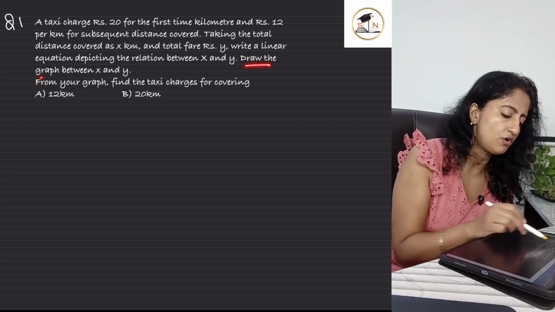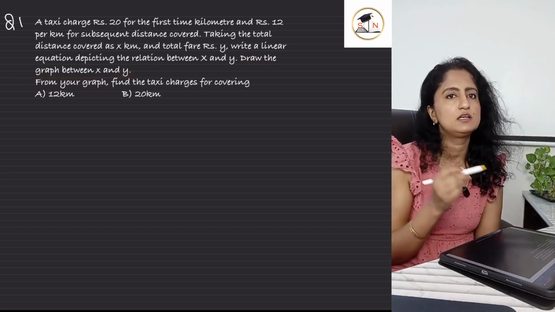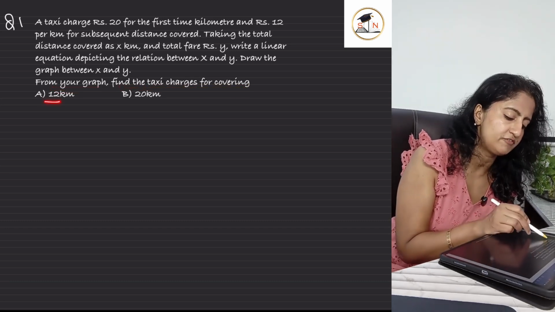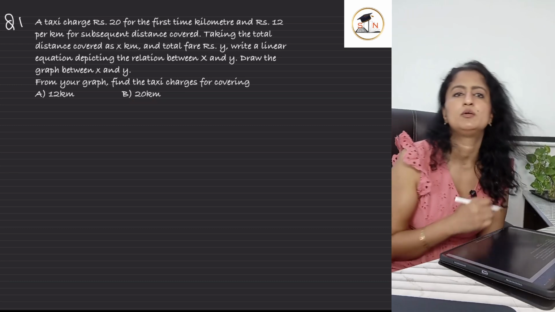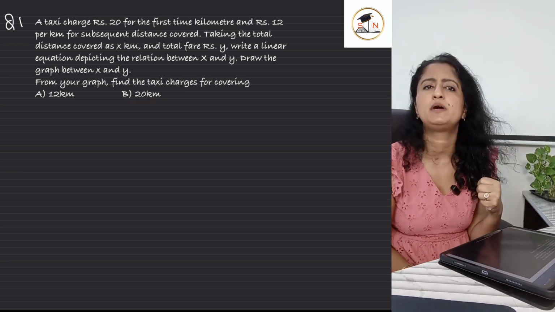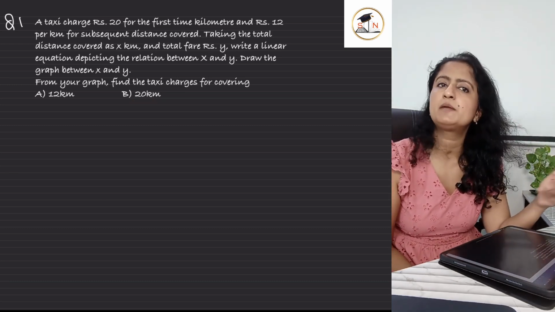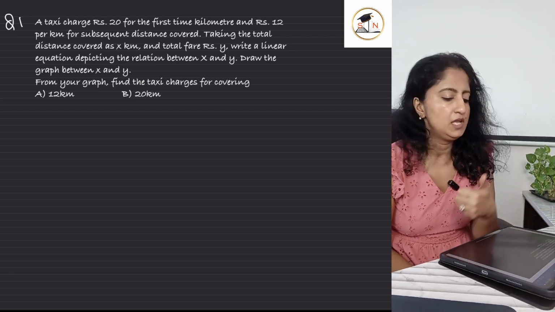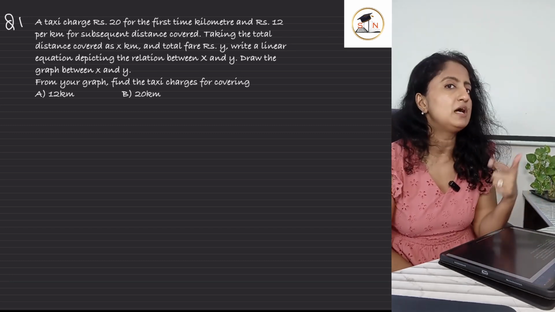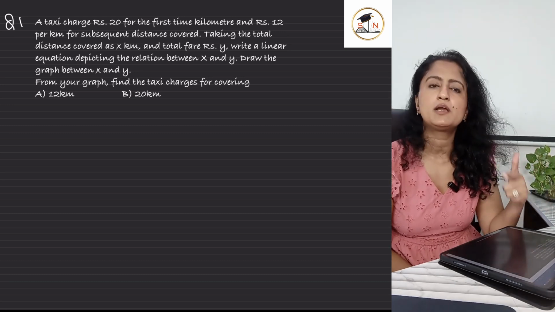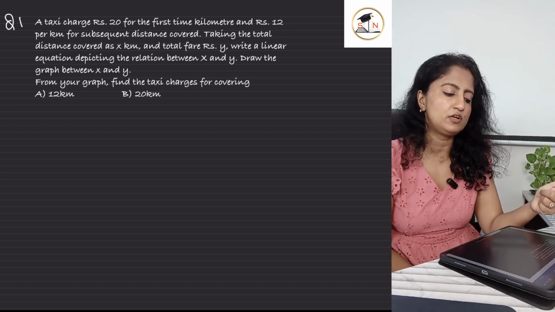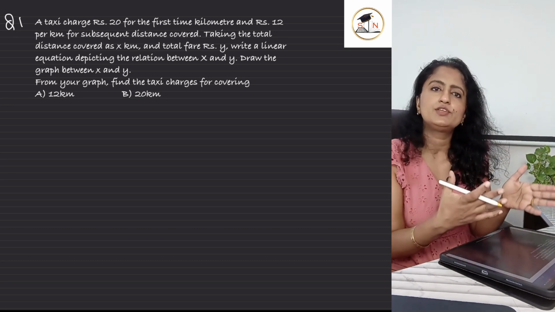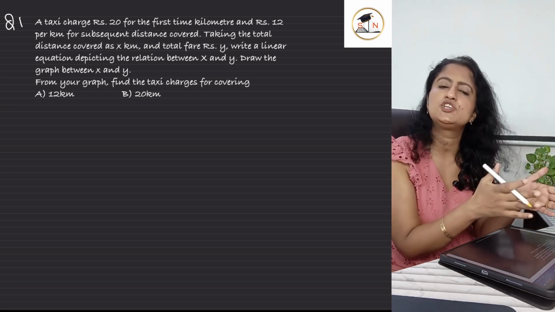Now we have to form an equation. After that, draw the graph between x and y. From your graph, find the taxi charges for covering 12 kilometer and 20 kilometer. अब there are so many parts to it. तो ये क्वेश्चन अपने में एक पूरी केस स्टडी है. ओके, क्यों? पहले हमें इक्वेशन फॉर्म करनी है. इक्वेशन ठीक फॉर्म होगी तभी हम उसको ग्राफ कर पाएंगे, और अगर हमारा ग्राफ ठीक होगा तभी हम 12 किलोमीटर और 20 किलोमीटर की वैल्यूज निकाल पाएंगे, राइट? सो एवरीथिंग इज सो मच डिपेंडेंट अपॉन द इनिशियल इक्वेशन.